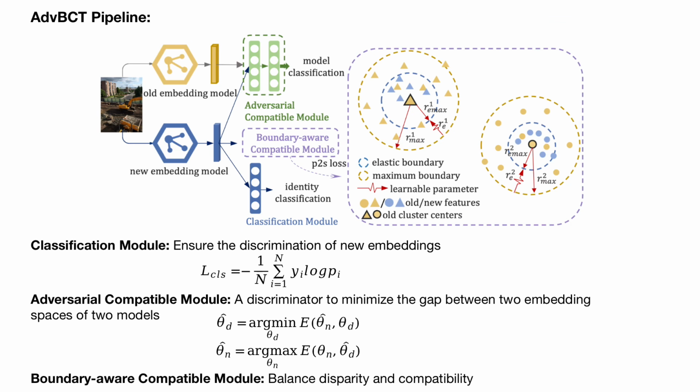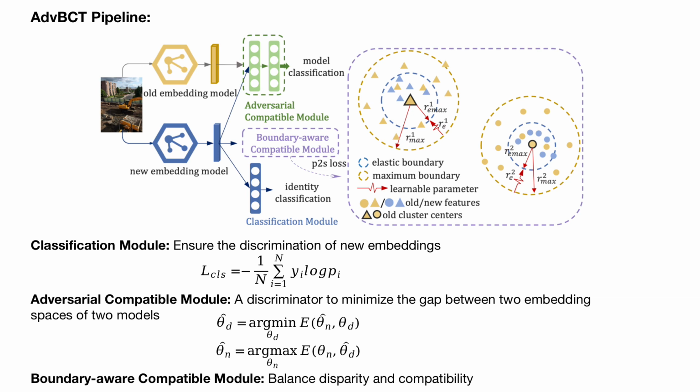Our approach can be divided into three modules. A classification module is to ensure the discrimination of new embeddings. Here we use cross-entropy loss. The adversarial compatible module is a discriminator to minimize the gap between the two embedding spaces of the two models. When implementing it, we refer to GIL in domain adaptation. The boundary-aware compatible module is used to balance disparity and compatibility.